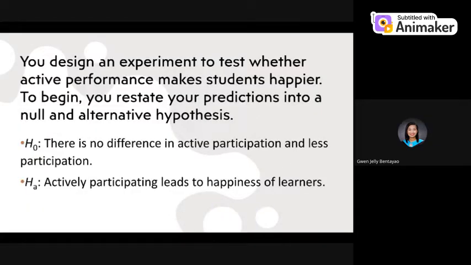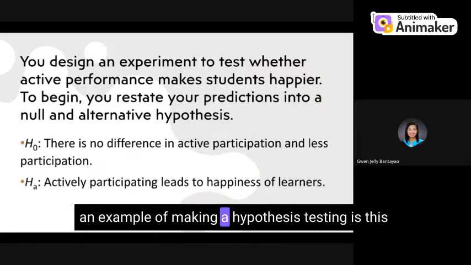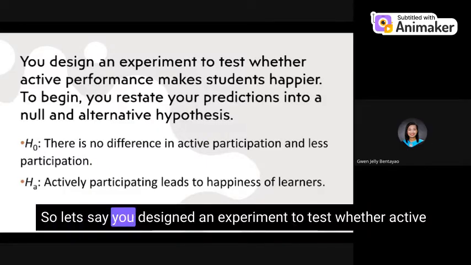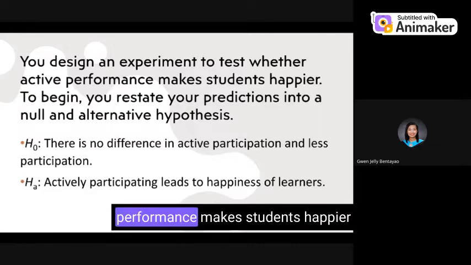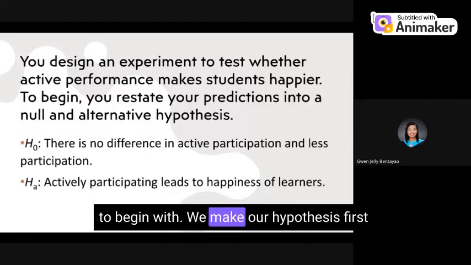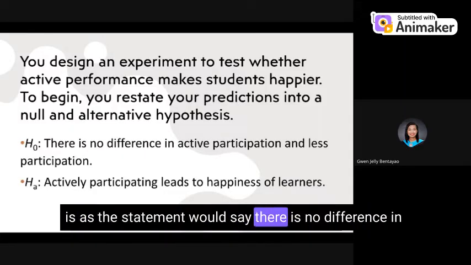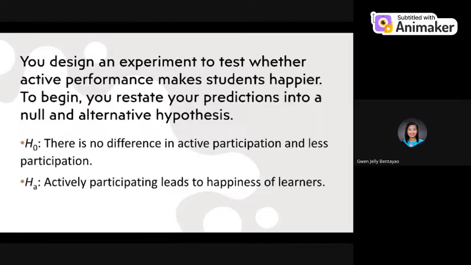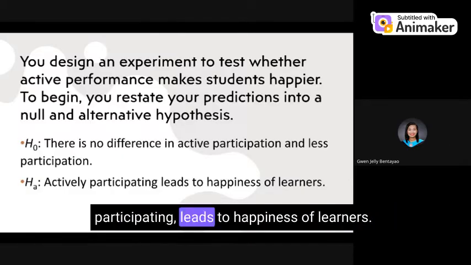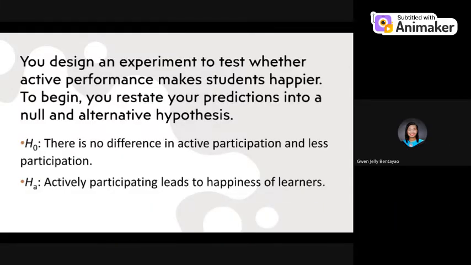Now, an example of making a hypothesis is in this given scenario. You design an experiment to test whether active participation makes students happier. To begin with, we make our hypotheses. First is, as the evil statement would say, there is no difference between active participation and less participation. And for the alternative hypothesis, we would have: actively participating leads to happiness of learners.